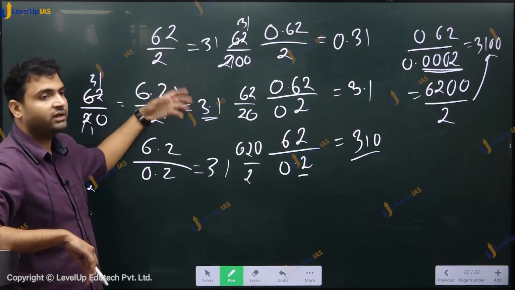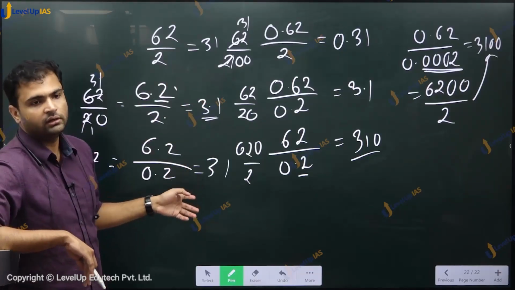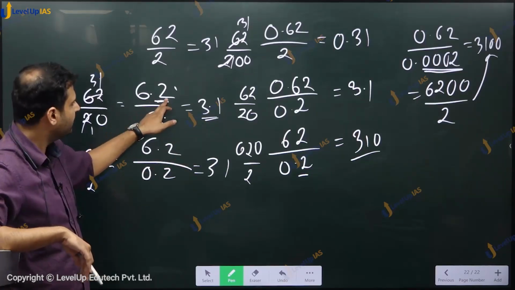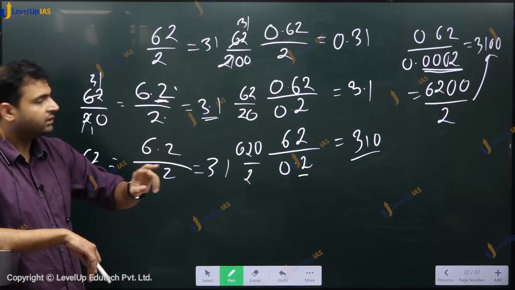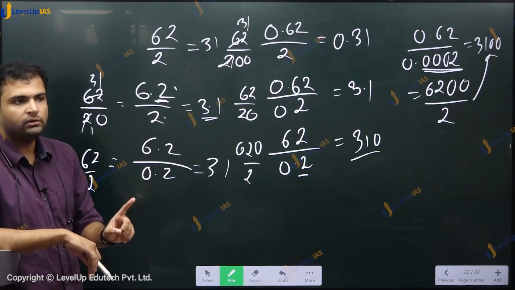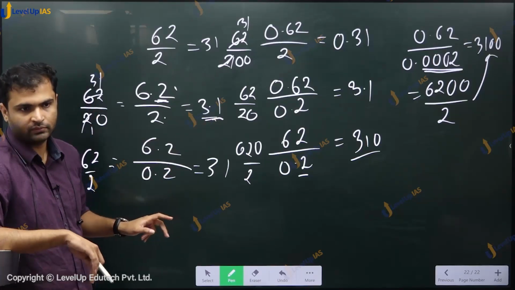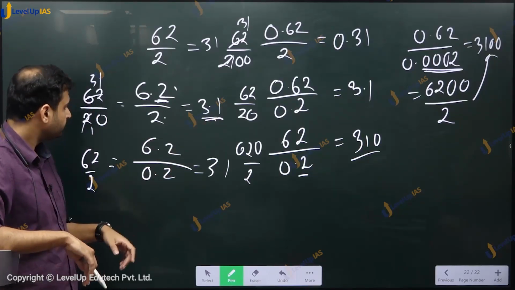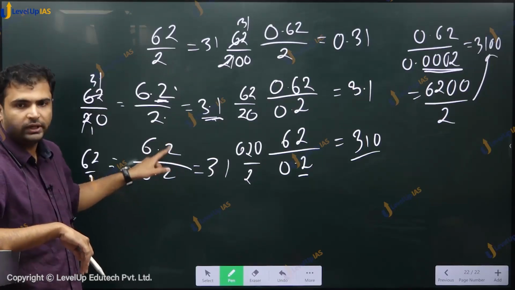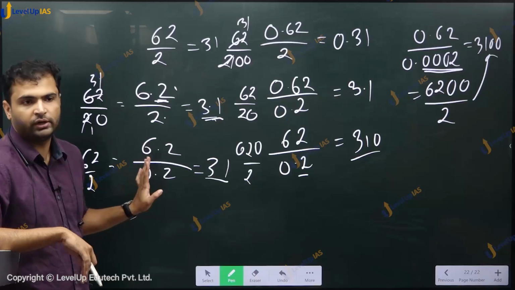And now we try to put the decimal point at a place which is the difference between the digits in numerator after decimal point minus the digits in denominator after decimal point. So here how many digits are there after decimal point? 1. Here 0. 1 minus 0 is 1. So we put decimal point after 1. Here you have 1 in the numerator, 1 in the denominator. 1 minus 1, 0. So there is no need of decimal point here.